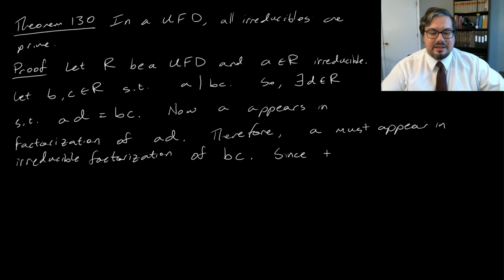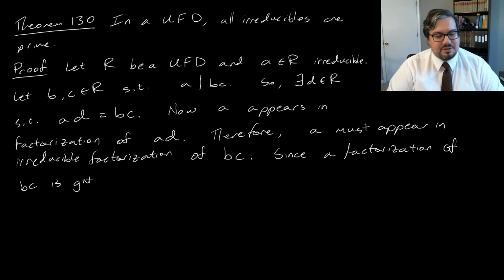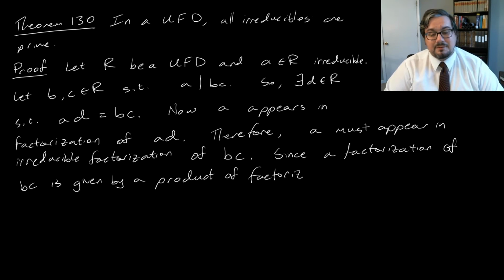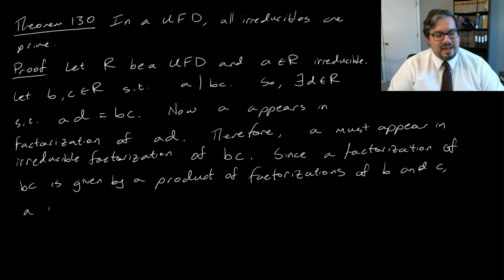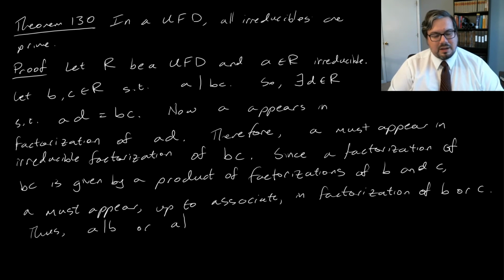Now, since a factorization of BC is given by a product of the factorizations of B and C, this means that A must appear, well, I should say up to associate, in the factorization of B or C. Thus, A must divide B or A must divide C. So that shows that A is prime.